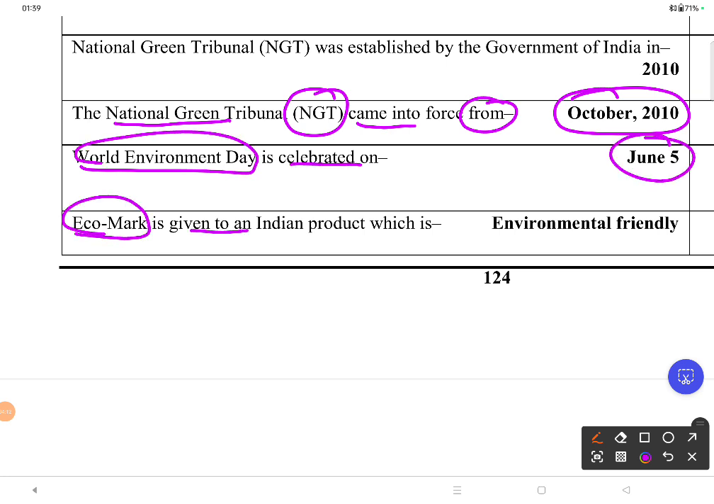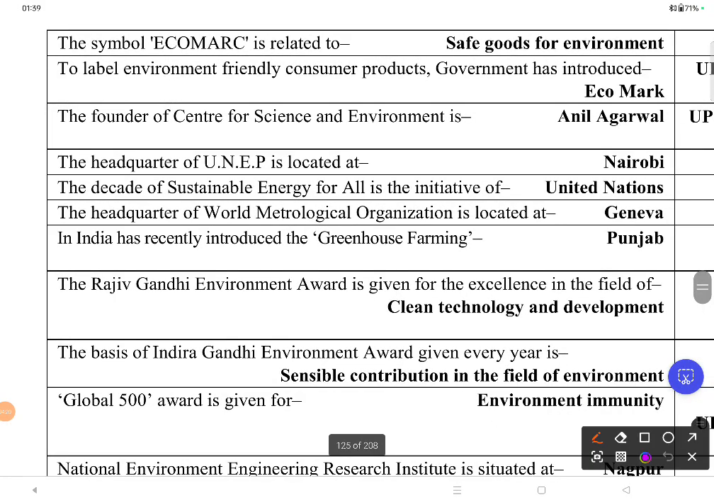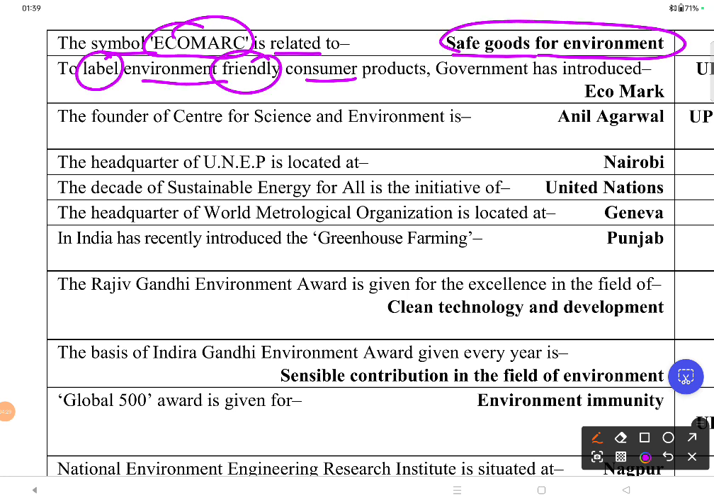Eco mark is given to an Indian product which is environment friendly. The symbol of eco mark is related to goods safe for the environment. To label environment friendly consumer products, the government has introduced eco mark. The founder of the Centre for Science and Environment is Anil Agarwal.